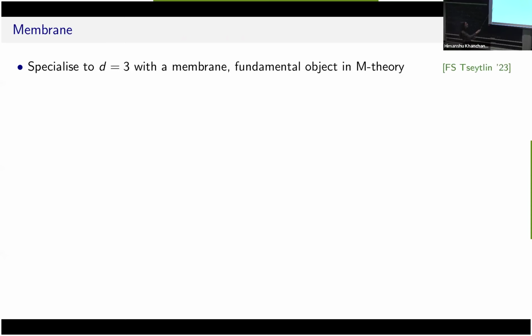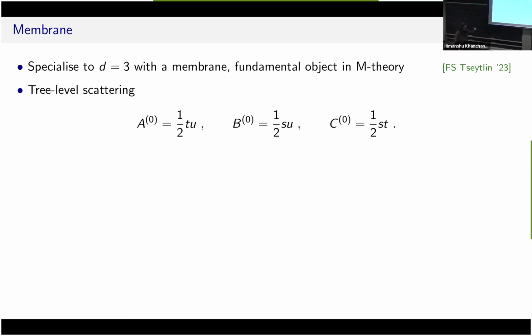So let's specialize to d equal to 3, which describes a membrane, which might be interesting because it's a fundamental object in M theory as opposed to string theory. And in that case, again, the strategy is the same as before. You take this action, you expand in powers of the fields, and the tree-level scattering is actually the same as for the string case. So we again see these coefficients A, B, and C appearing. But here, because this is a 3D scattering process, you cannot impose these 2D kinematics of having t equal to 0 and u equal to minus s. So all of these coefficients contribute. You don't have something that is just proportional to the identity. So this is the first difference with respect to the string.